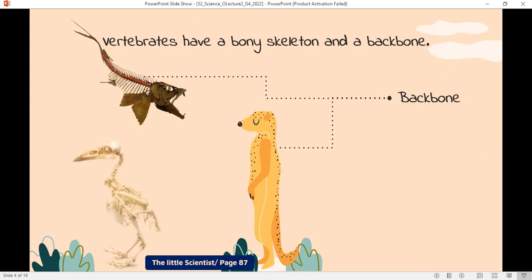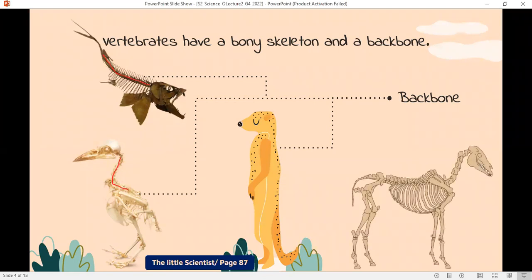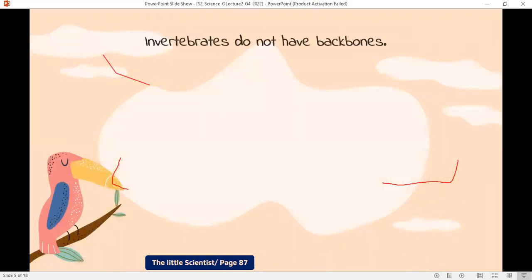Look at this. This is the skeleton of a bird. This bird has also a backbone, so it is a vertebrate. This is, I think, a horse. The skeleton of this horse shows a spine or a backbone, so it is a vertebrate. I will also draw it for you. This is the backbone of this animal, which makes it a vertebrate.